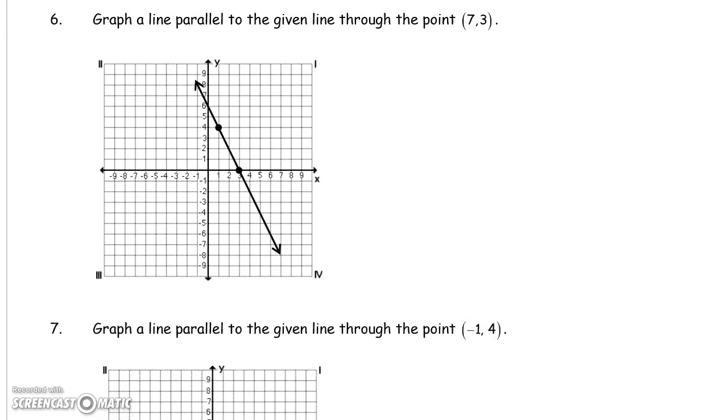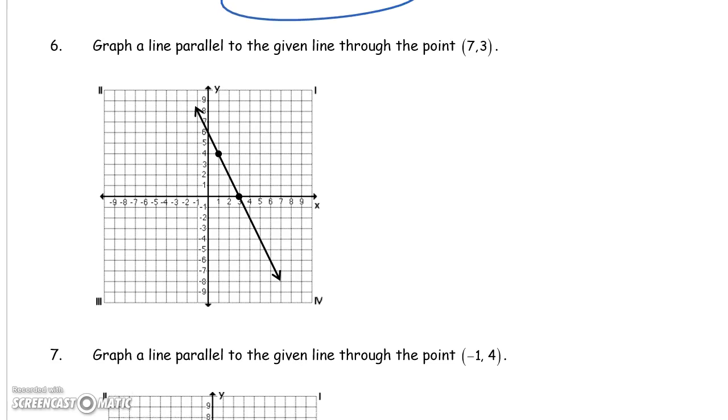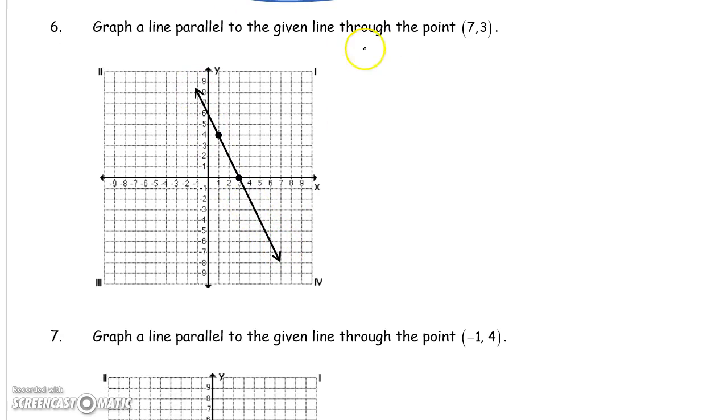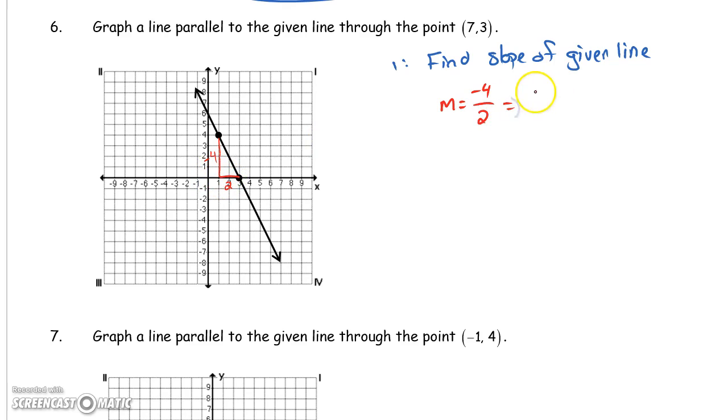Okay, the last type of problem I'm looking for you to do is to graph a line that is parallel to a given line through a new point. So there's 2 major things you have to do here. First, find the slope of the given line. You do that by checking your rise and your run, or your vertical change, 1, 2, 3, 4, and down, so that's -4.